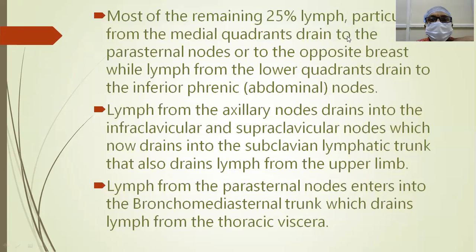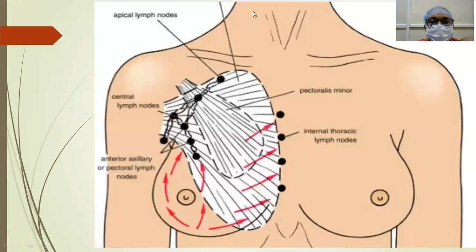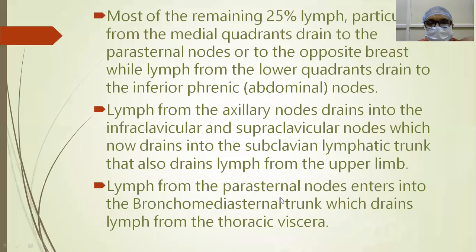So most of the remaining 25% of the lymph, particularly from the medial quadrants, drain into the parasternal nodes or to the opposite breast, while the lymph from the lower drain into the inferior phrenic nodes, like I showed you in the picture. So the lateral quadrant of the breast drains into the internal thoracic lymph nodes or the parasternal nodes.